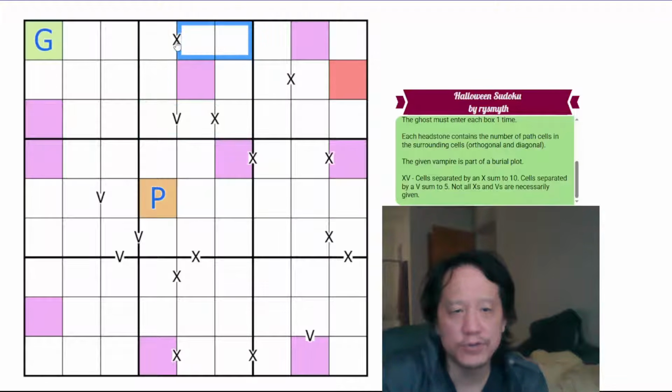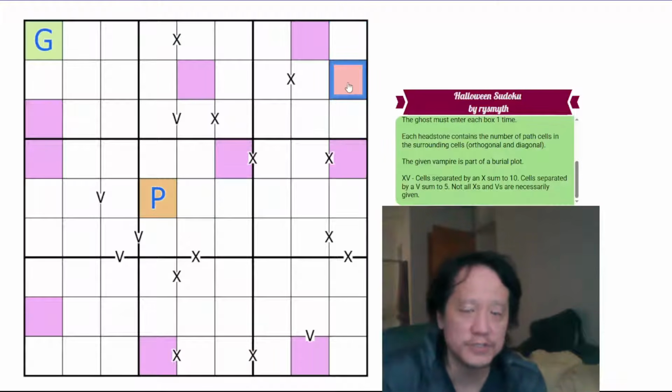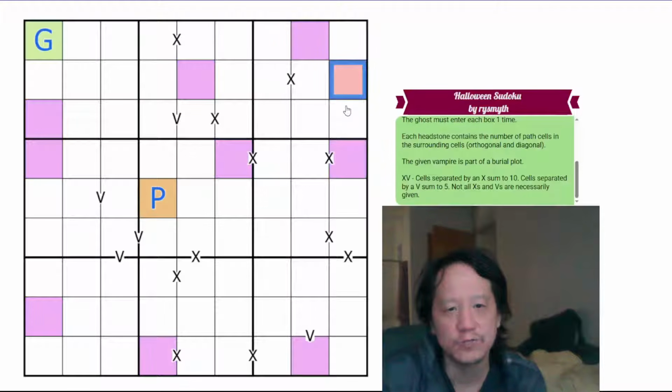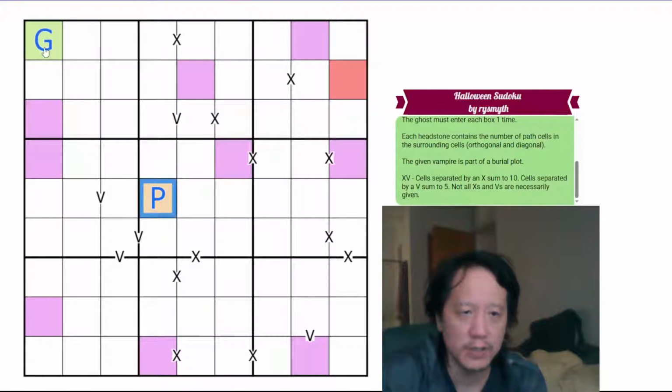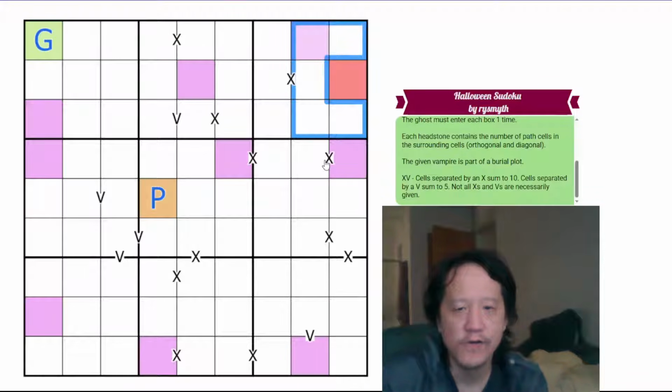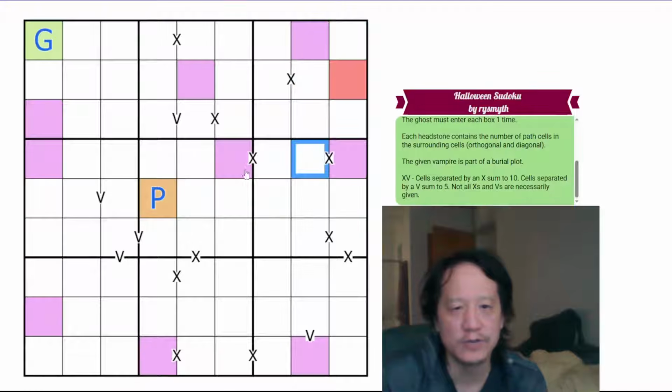And that's orthogonal and diagonal, so basically up to 8 surrounding cells. The vampire is part of a burial plot, but it's not a headstone. So this is the vampire that I marked in red. The pinks are the headstones, the vampire is in red. The pumpkin is the orange P, the ghost is the green G. So the vampire is part of a burial plot, but is not a headstone, so it doesn't contain the rule set for the number of path cells around this vampire. So keep that in mind. You don't have to use that, the headstone issue.